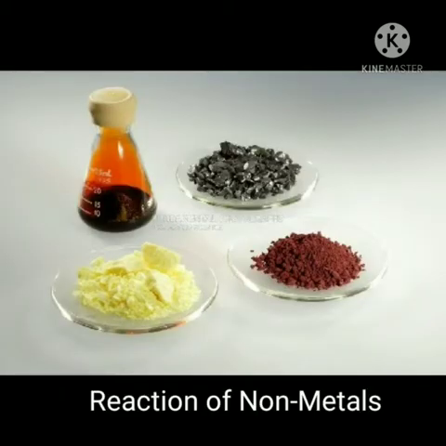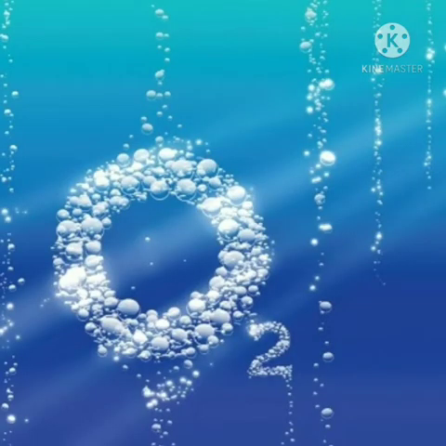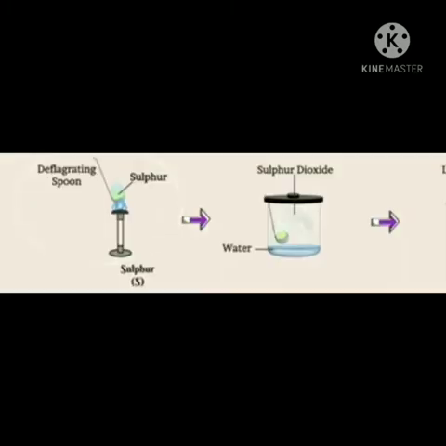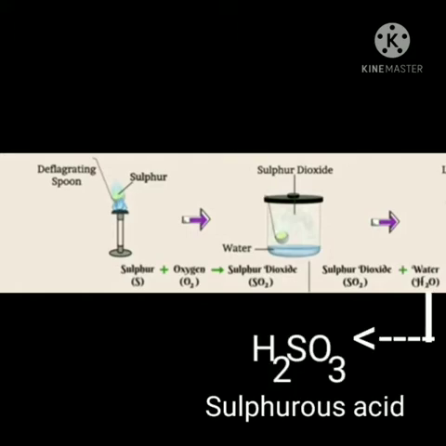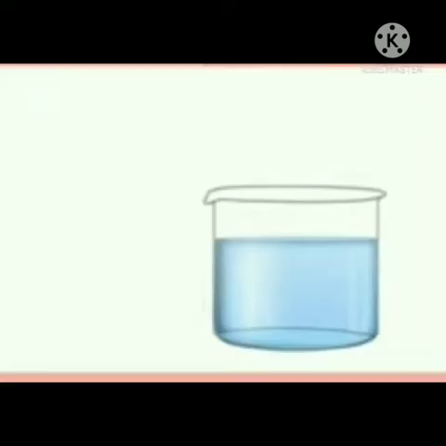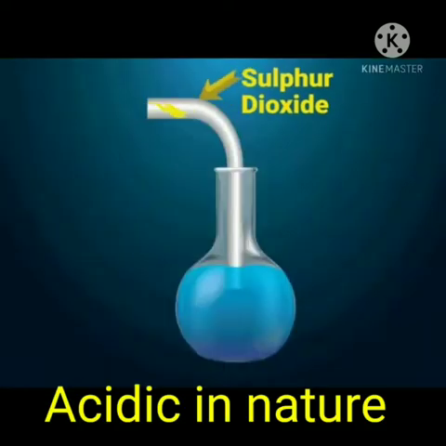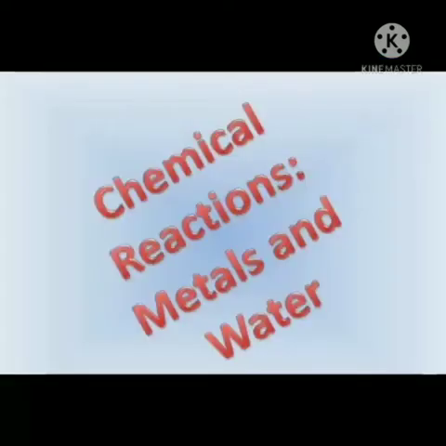Reaction of non-metals with oxygen. Most of the non-metals react with oxygen to form acidic oxides. When sulfur, that is a non-metal, burns in air, it combines with the oxygen to form sulfur dioxide. Sulfur dioxide dissolves in water to form sulfurous acid solution. This sulfurous acid turns blue litmus into red, showing that it is an acid, and sulfur dioxide is acidic in nature.